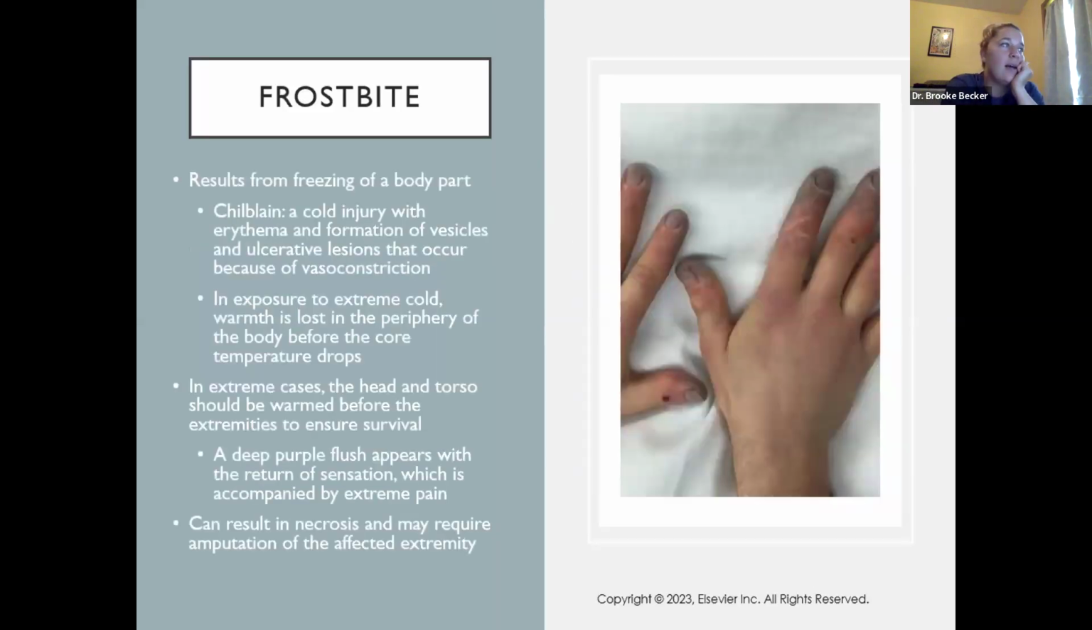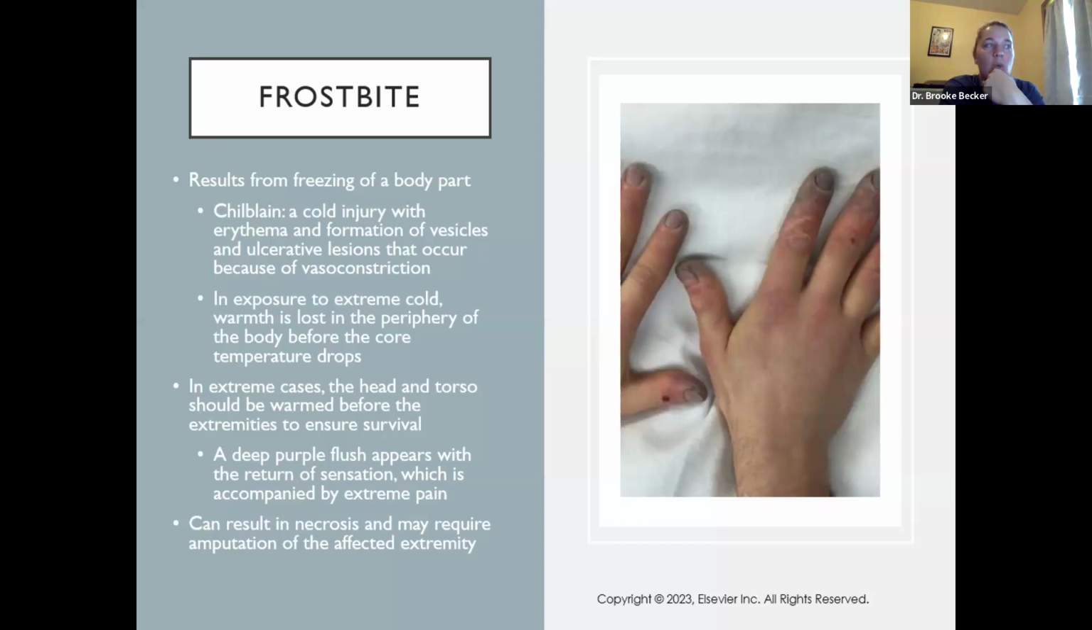Frostbite, this is what happens from extreme cold exposures. You can see the loss of circulation to these areas because of the frostbite. And sensation a lot of times is lost in that area as well. And that can eventually lead to necrosis and then amputation if it continues. Okay.